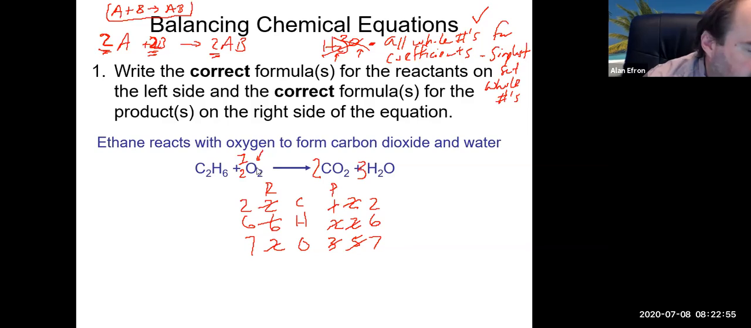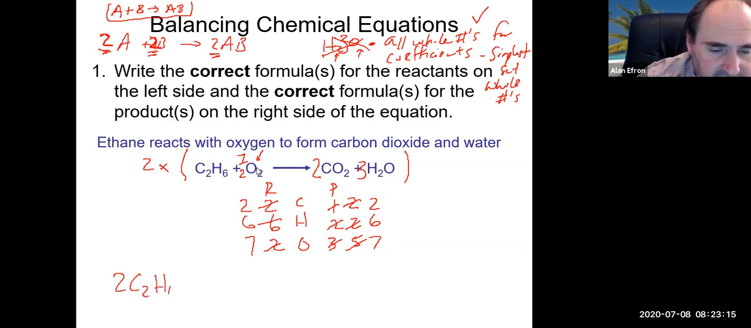This is a good demonstration that you can use a fraction to balance the equation, but you do have to get rid of the fraction. To get rid of a fraction, you need to multiply everybody, not just the fraction, by the denominator. So we'll multiply everybody by 2. If we do that, we get 2C2H6 plus 7O2 gives you 4CO2 and 6H2O.